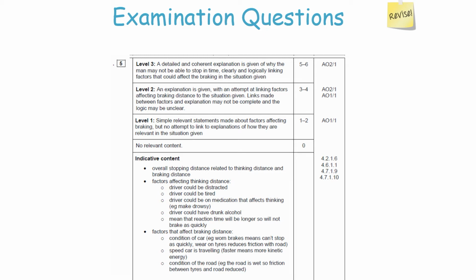Now, let's think about the factors that affect the braking distance. Well, the condition of the car. So you've got worn brakes, you've got wear on your tyres, the speed the car is travelling at, and finally the condition of the road. So the road is wet, so therefore the friction between the tyres and the road is reduced. So always try and link it into what's going on and how that would affect your thinking and your braking distance. So don't just say the condition of the car, give an example and say that the brakes might be worn, so that would increase the braking distance. Or don't just say the condition of the road, say the road could be wet, so therefore that increases the braking distance. And remember to talk about them in different paragraphs as well. Always have a structure to your answer.